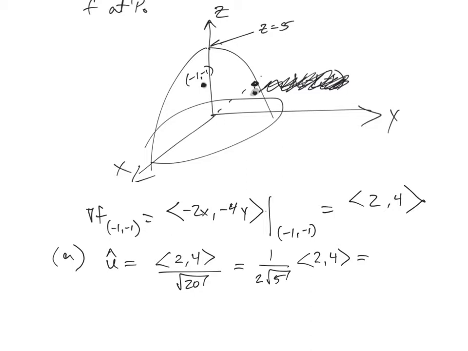So we got 1 over root 5, let's just leave the root 5 out front. 1 over root 5, 2 over root 5. Okay, so that's the direction that we would go in the xy plane, because this is a two-dimensional vector. So if you're at this point, -1, -1, you would move in this direction a little bit, or you would move in this direction to go uphill, okay? That's the maximum rate, the direction of maximum rate of increase. It's the direction of the gradient vector.